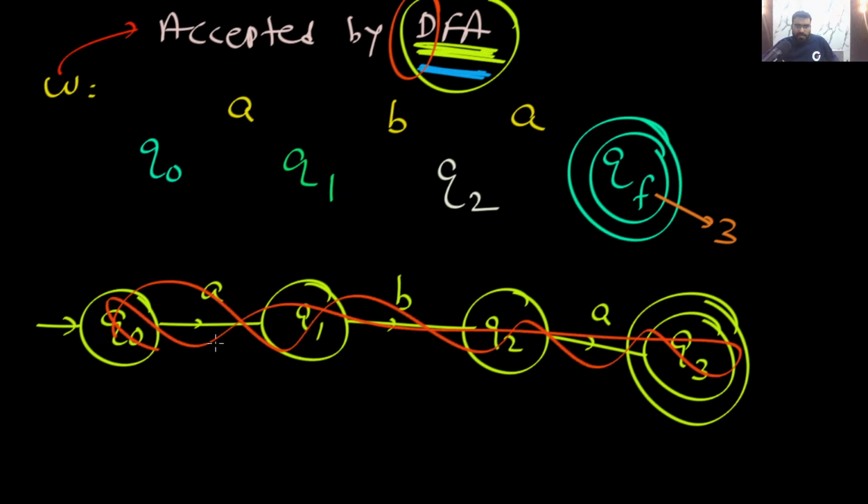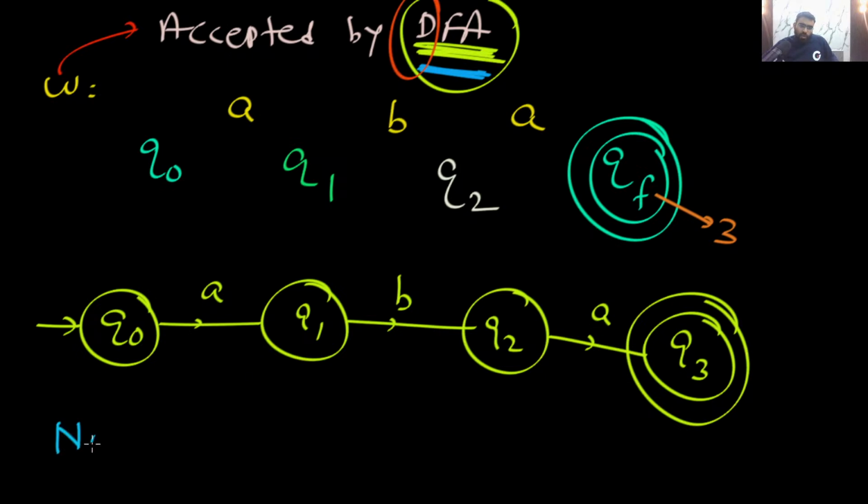So from every state, on every input symbol, you must make a transition. Tell me where you will make a transition from Q3. Just make a transition from Q3, this is what I'm telling you.